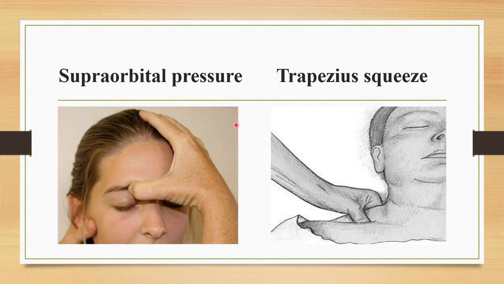So in the first picture, you can see how to give a supraorbital pressure. So you have to apply a pressure in the supraorbital area. The second picture shows trapezius squeeze. Through this way also, you can give a painful stimuli.